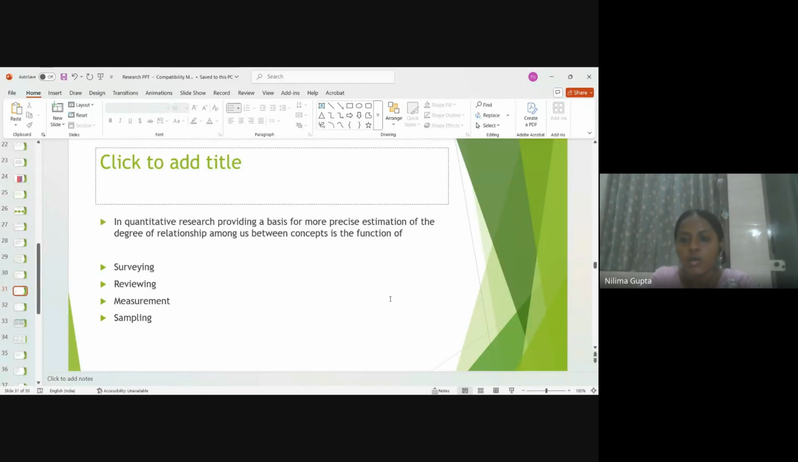So this is a previous year question from 2022. Quantitative research provides a basis for more precise estimation of the degree of relationship between concepts. Is it the function of surveying, reviewing, measurement, or sampling? See, it's all about keywords. So if you have studied the keywords, the answer is very clear. Very good. Perfect. Yes. So when I talk about quantitative, since it is quantity, definitely we will measure it. Okay. So it is all about measurement.